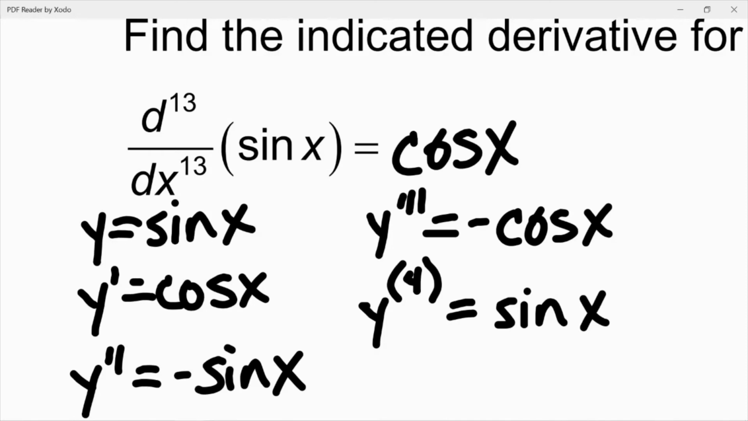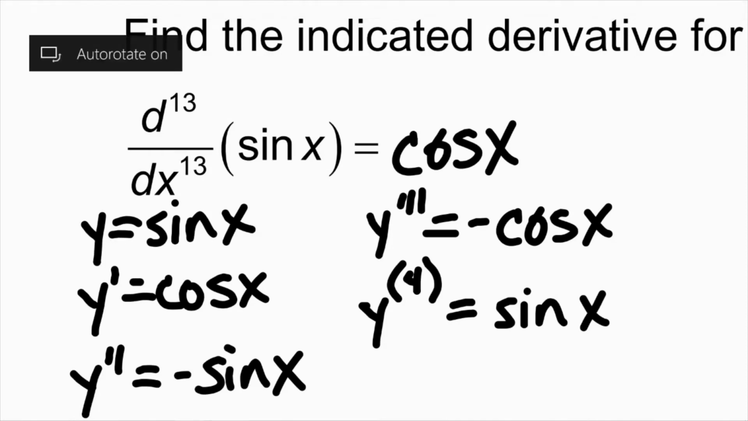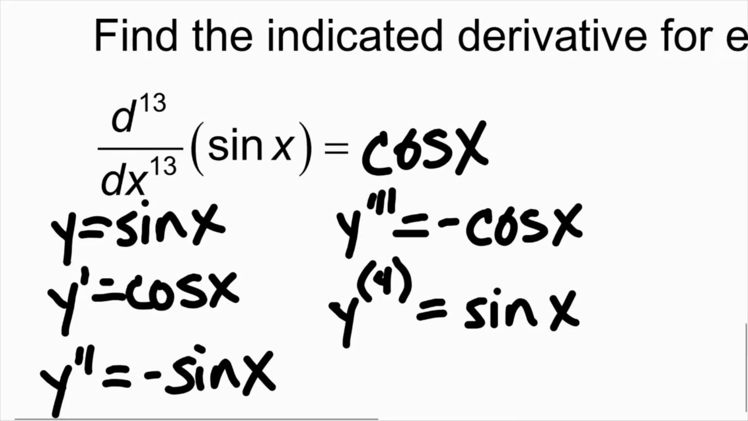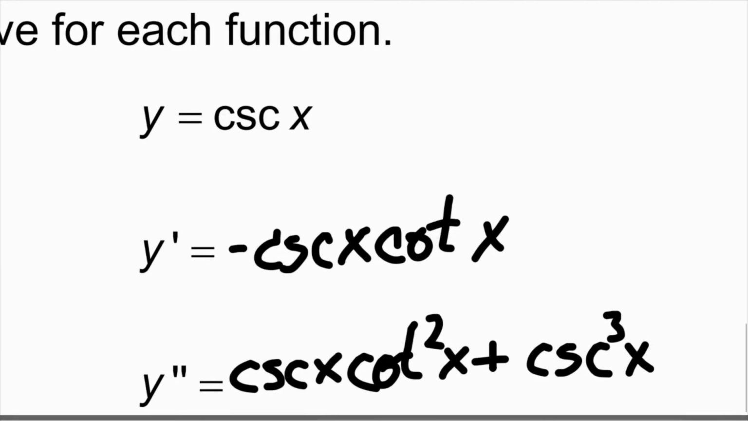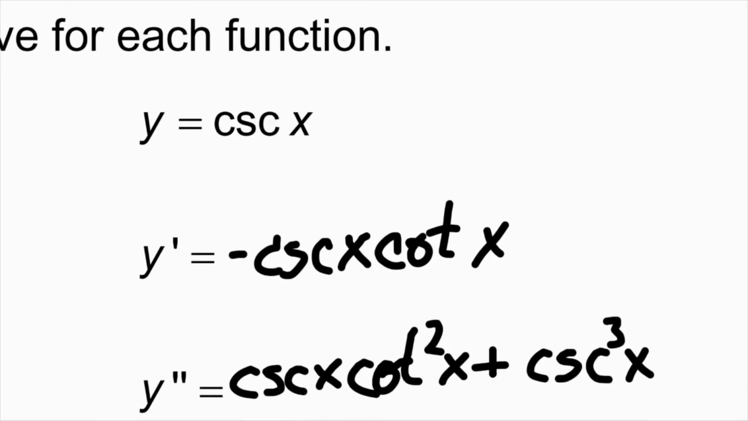So you can imagine that after 12 derivatives, I've completed 3 cycles, and now I've got one more derivative to go. So the 12th derivative would get me back to sine, and then the next derivative after that would be cosine. Okay, so like I said, both sine and cosine have that cyclical derivative behavior. Now the next problem is just to show you that that doesn't work with the other trig functions.